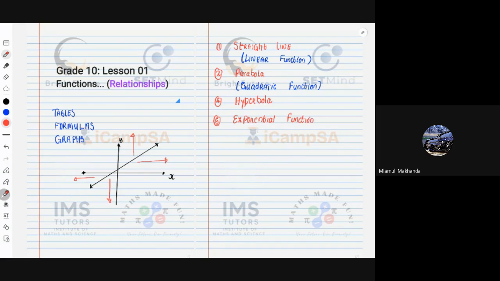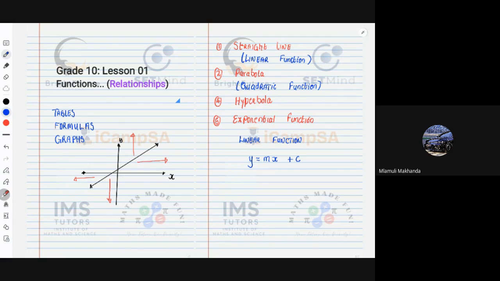Okay, so let's start with the straight line function. I'm sure some of you are already familiar with the straight line function, the linear function, and some few things that we need to know about it. So the general formula for the linear function, as you may be well familiar with, is y is equal to mx plus c.